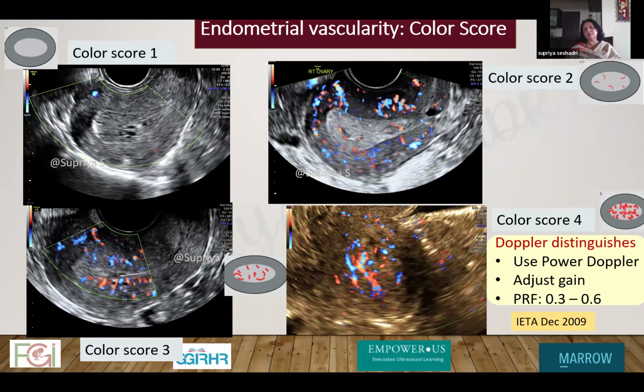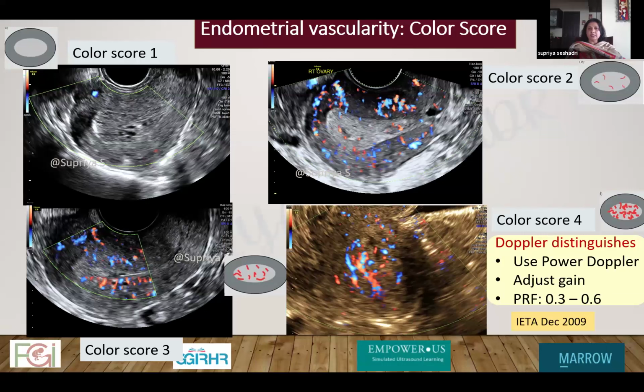In gynae, whether it's abnormal or normal, it's always very small vessels and low velocity flow, and therefore it's recommended that we use a power Doppler. Power Doppler also does not have the disadvantage of aliasing. It is not angle dependent too. Adjust the gain of the power Doppler just as we would adjust the gain for a color Doppler.